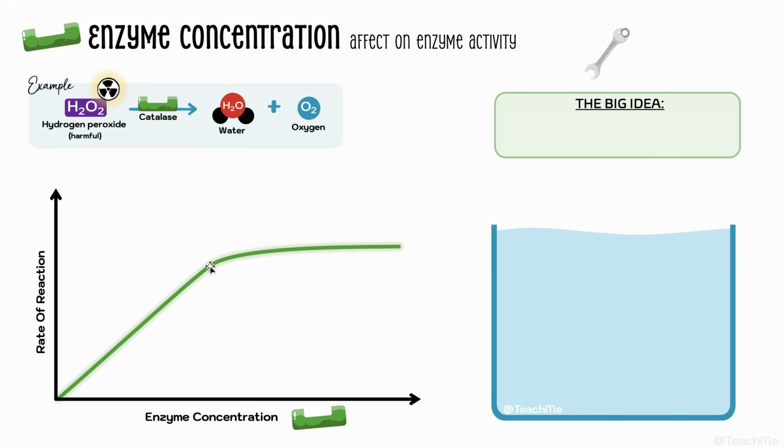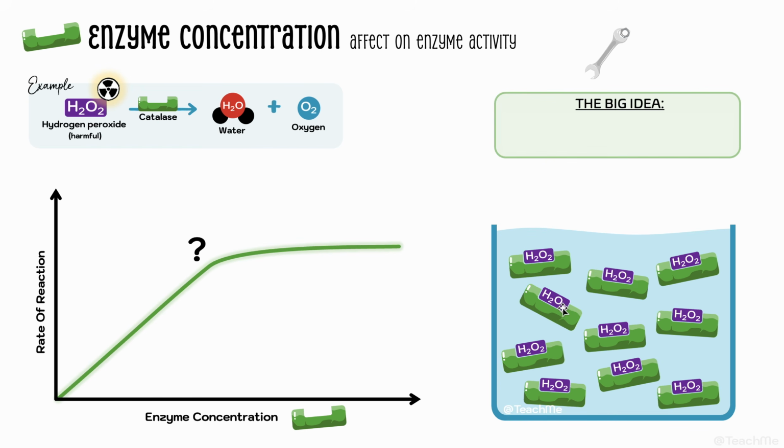You'll notice eventually we're going to reach a point where the rate doesn't increase fast anymore. In fact, it starts to slow down and actually reach a plateau. Now, the big question is, why is this? Why on earth does it start to slow down and reach this plateau? It is very easy to understand if we take a look into this little beaker.